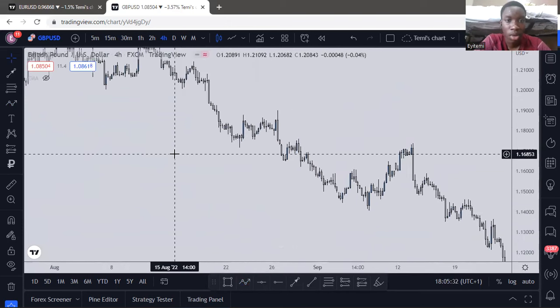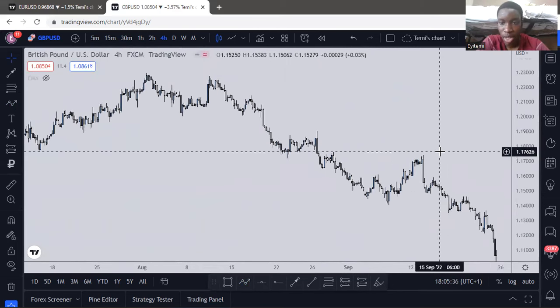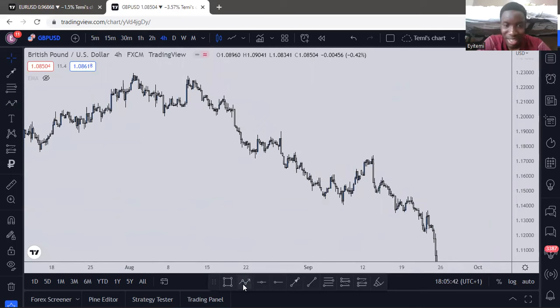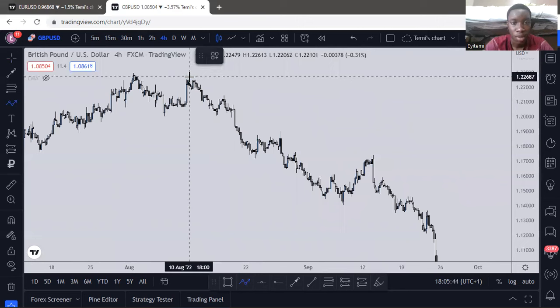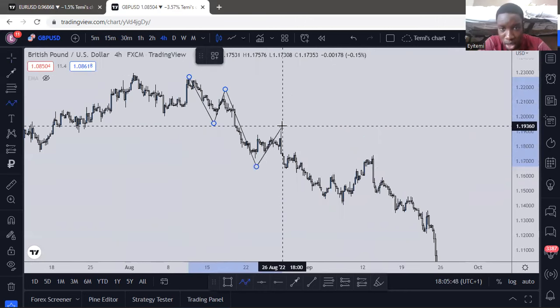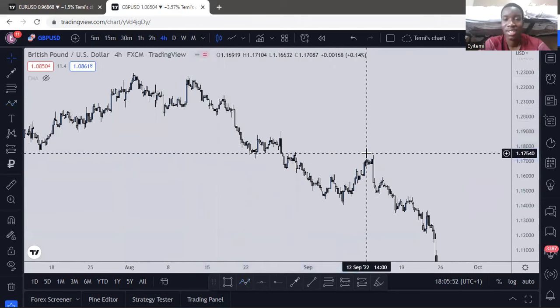So looking at the markets now, the first thing I try to do when I see a plain chart is try to understand what is going on in terms of market structure. And clearly, guys, I can see the market forming lower lows, lower highs, lower lows, lower highs. The market is in a downtrend.